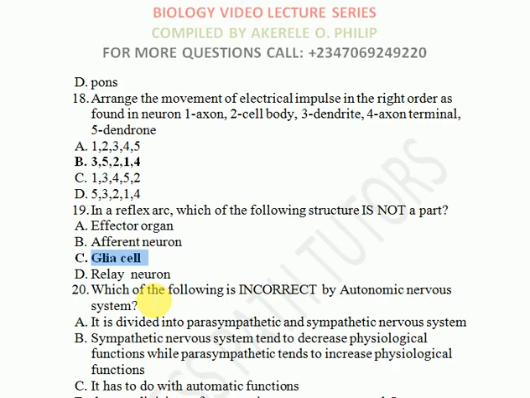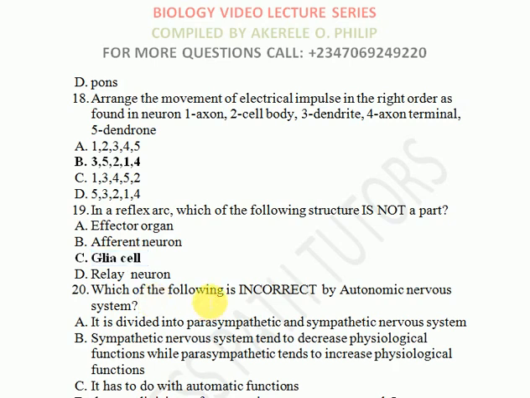Number 2 is sensory or afferent neuron. Number 3 is relay or intermediate neuron. Number 4 is motor or efferent neuron. Number 5 is effector organ, and that can be your muscles, your gland, it varies.